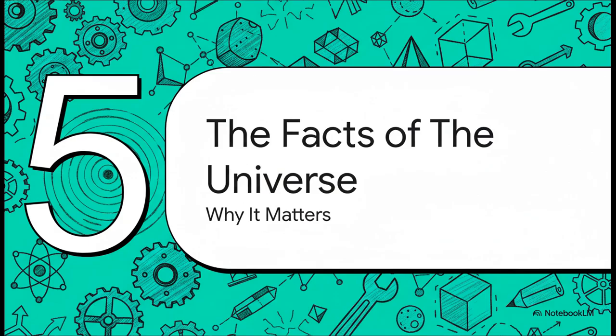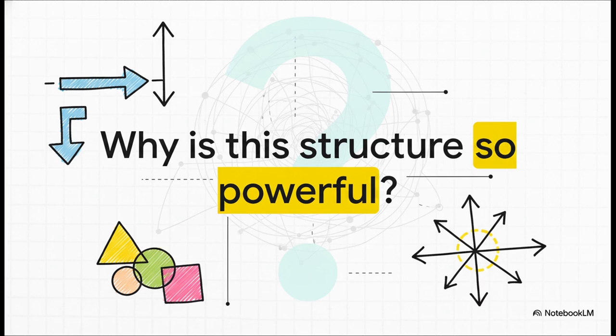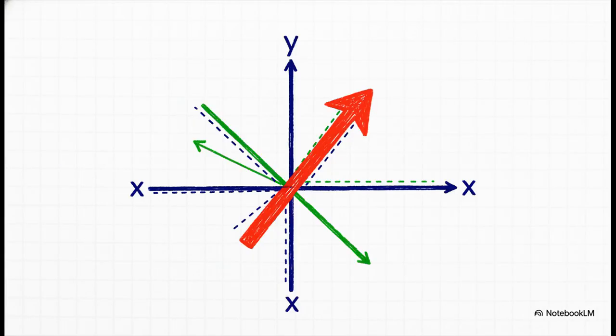Okay, so now we're getting to the big stuff. The facts of the universe. Why does any of this matter? This whole pattern thing is neat, but so what? Why is this such a big deal? I mean, seriously, why is this structure so important? Why did we go to all the trouble of breaking down a simple arrow into this whole system of components and coordinate grids? Because here's the beautiful part.